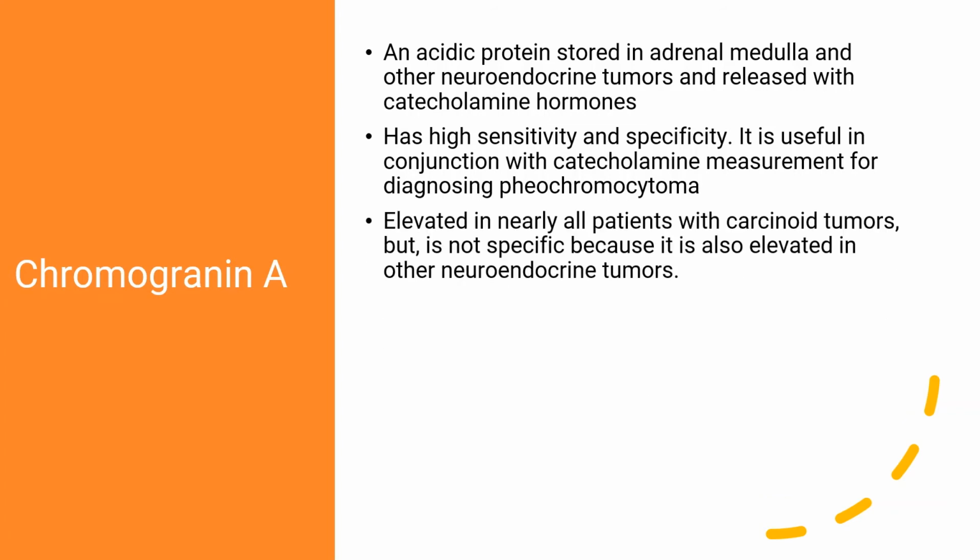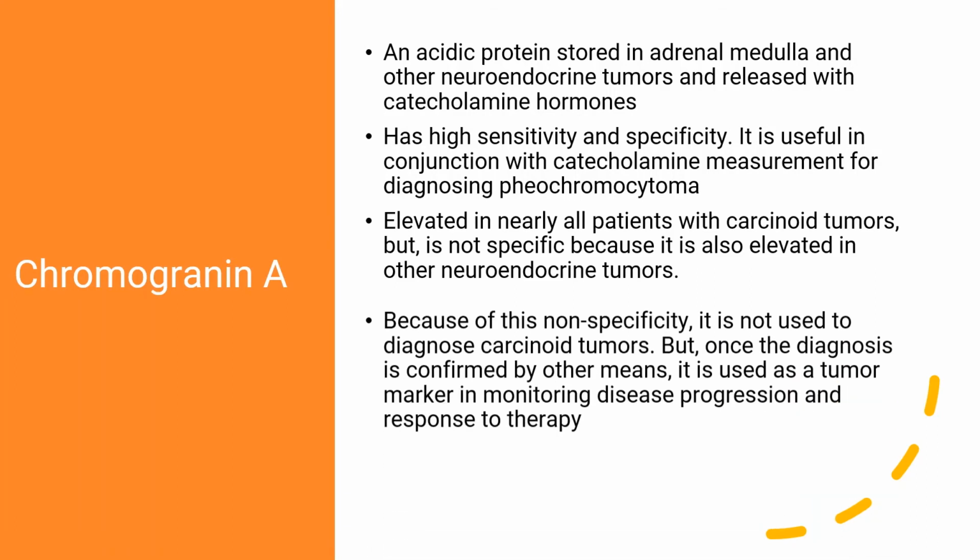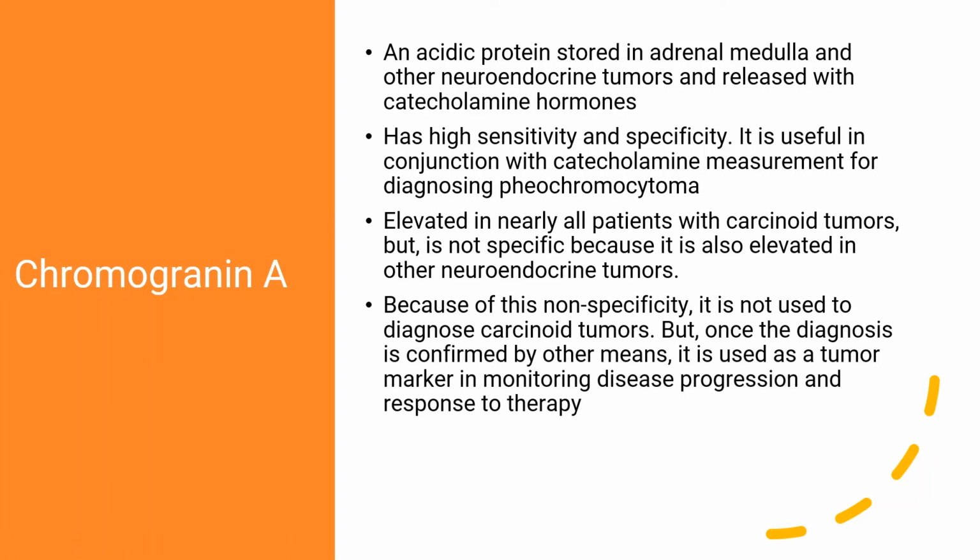It is also elevated in nearly all patients with carcinoid tumors, but is not specific because it is also elevated in other neuroendocrine tumors. Because of this non-specificity, it is not used to diagnose carcinoid tumors, but you can use chromogranin A as a tumor marker in monitoring disease progression and in monitoring response to treatment. It is also elevated in patients taking proton pump inhibitors such as omeprazole.